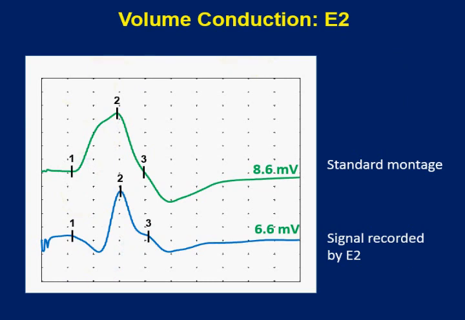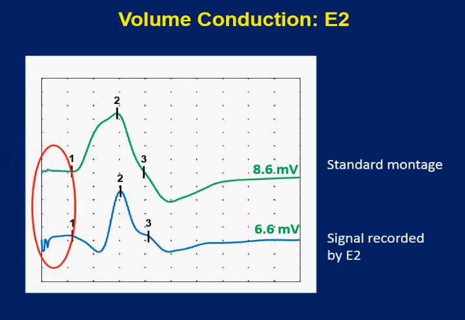There are three interesting observations. First, the signal recorded by the E2 electrode is quite large. The baseline to peak amplitude for this signal is 6.6 millivolts, and it is 77% of the standard compound muscle action potential amplitude. It is quite obvious that the E2 electrode makes a large contribution to the CMAP.